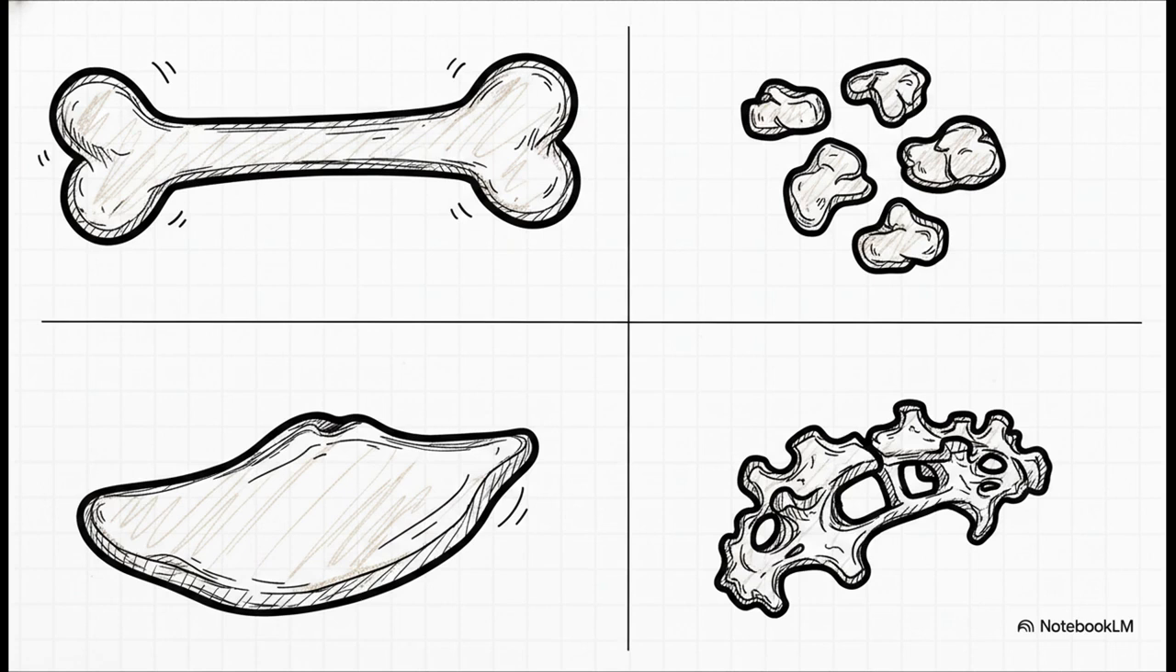Structurally, these bones come in 4 distinct flavors. You've got long bones, like the heavy-duty femur in your leg or the humerus in your arm, which act as the levers. Short bones, like your carpals and tarsals in the wrists and ankles, allow for really complex, compact movements.